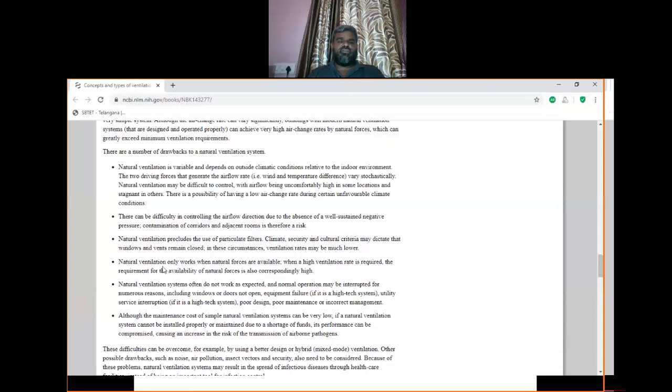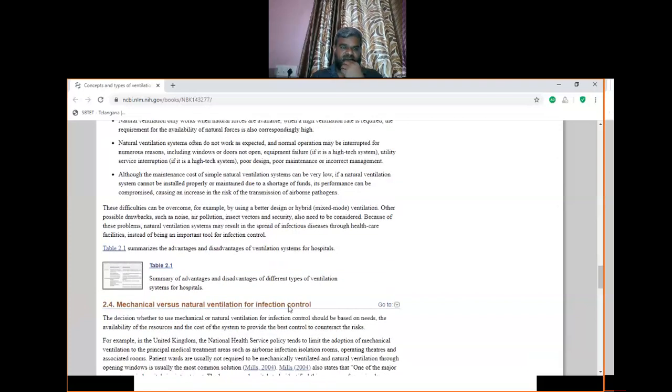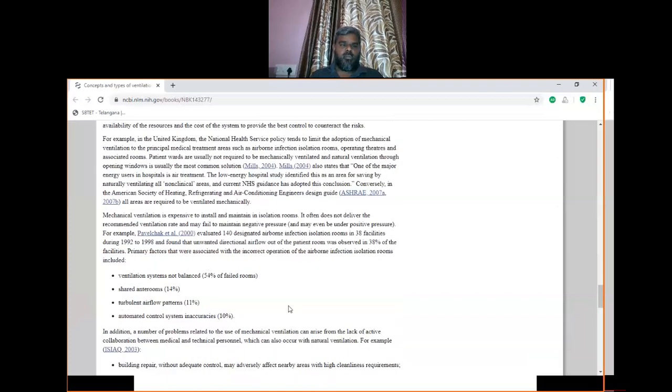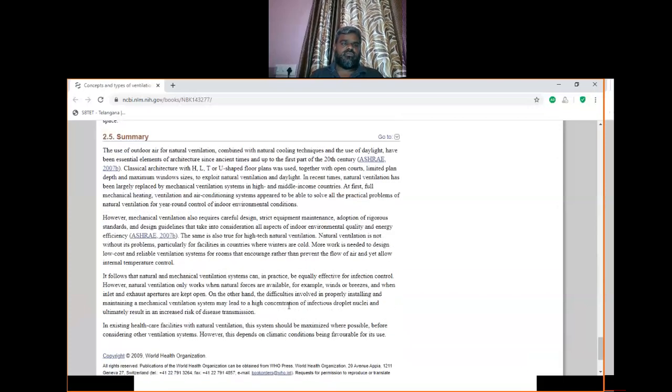Natural ventilation only works when natural forces are available. Natural ventilation systems often do not work as expected. Right? Although the maintenance cost of a simple natural system can be very low. This is the different ventilation systems.